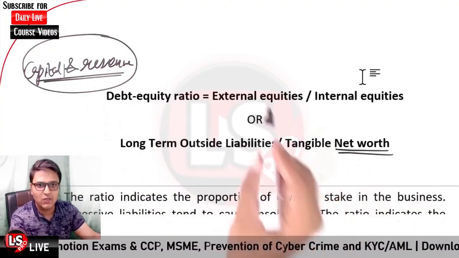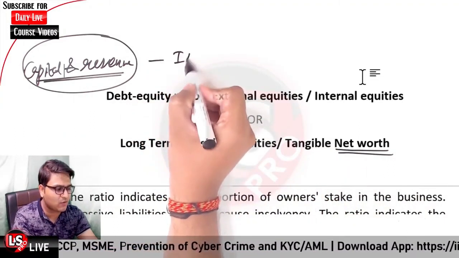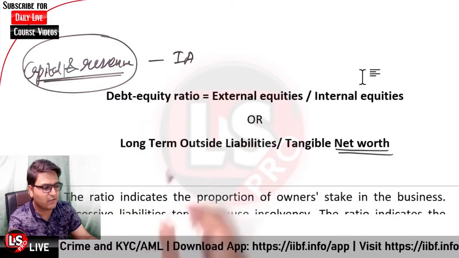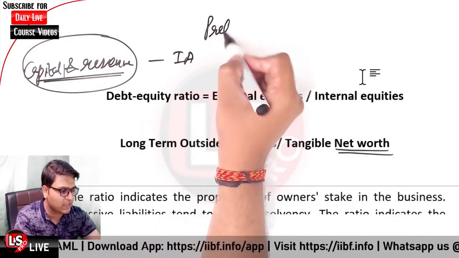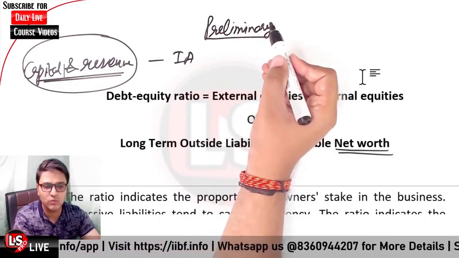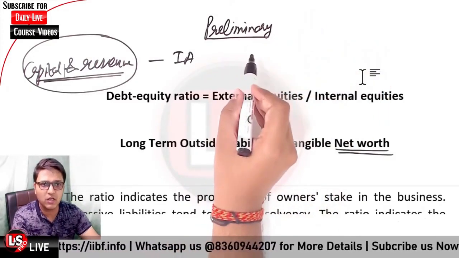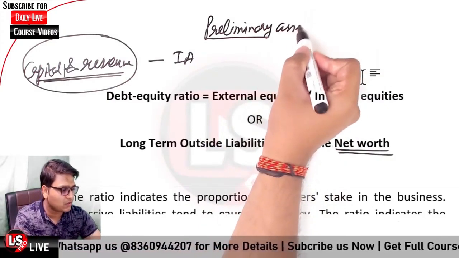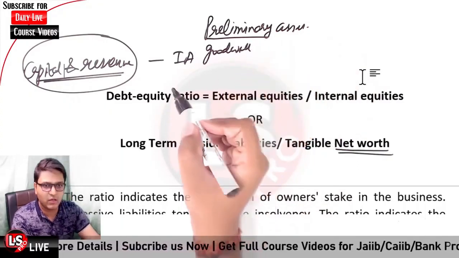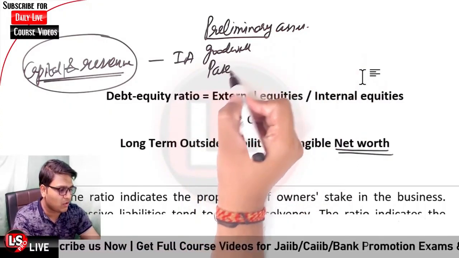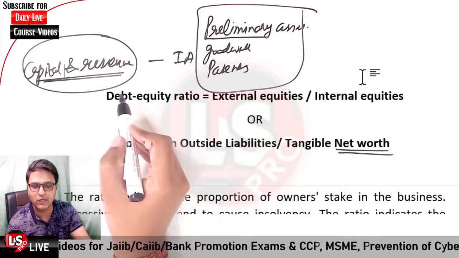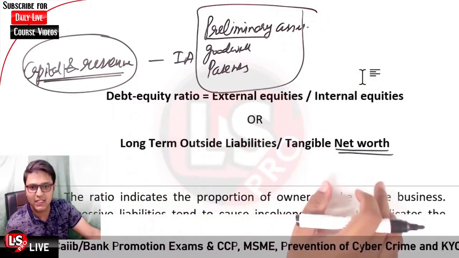And what is tangible net worth? When you subtract intangible assets from it. Now you know what the intangible assets are. First of all, it is the preliminary expenses that were spent when the company was set up, but these are not available now. You are going to consume these assets over a longer period, but these are not available. So these are the preliminary assets. Intangible assets could also be goodwill or patents. All these are your intangible assets. Those are to be subtracted from the net worth. That will give you tangible net worth. That is our denominator part.